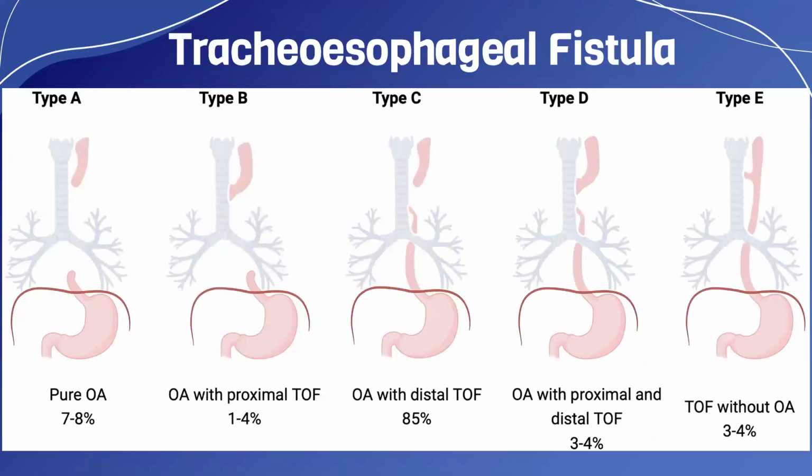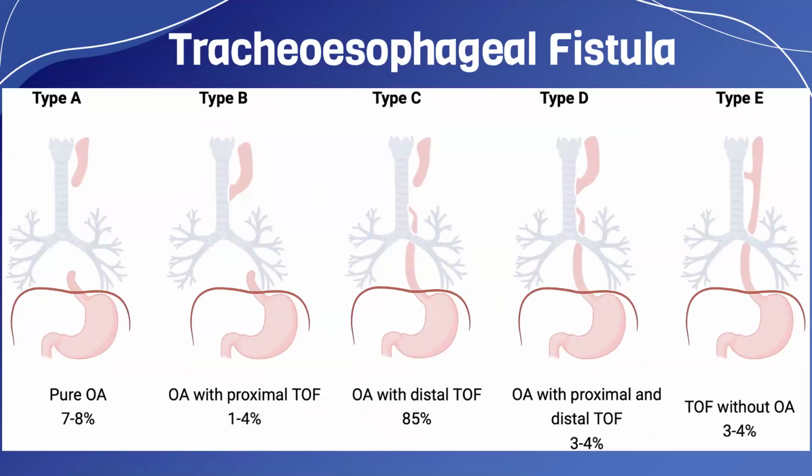The classification system of tracheoesophageal fistula was made by Dr. Gross in 1953, which still remains the predominant system in place today. By far, the most common is type C, where there will be esophageal atresia with distal tracheoesophageal fistula, which is seen in about 85% of the patients.